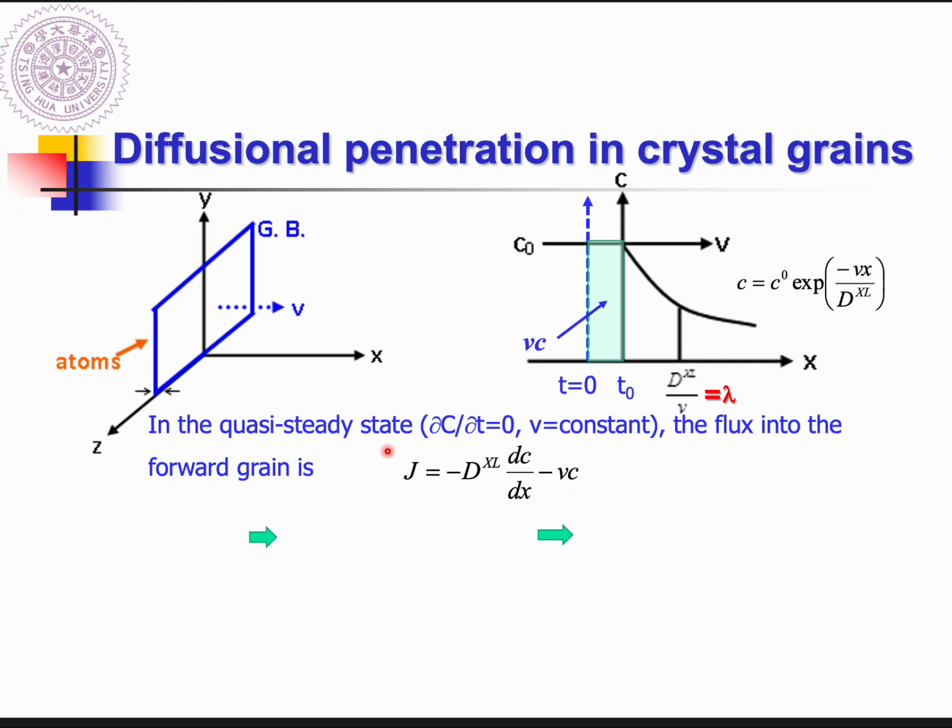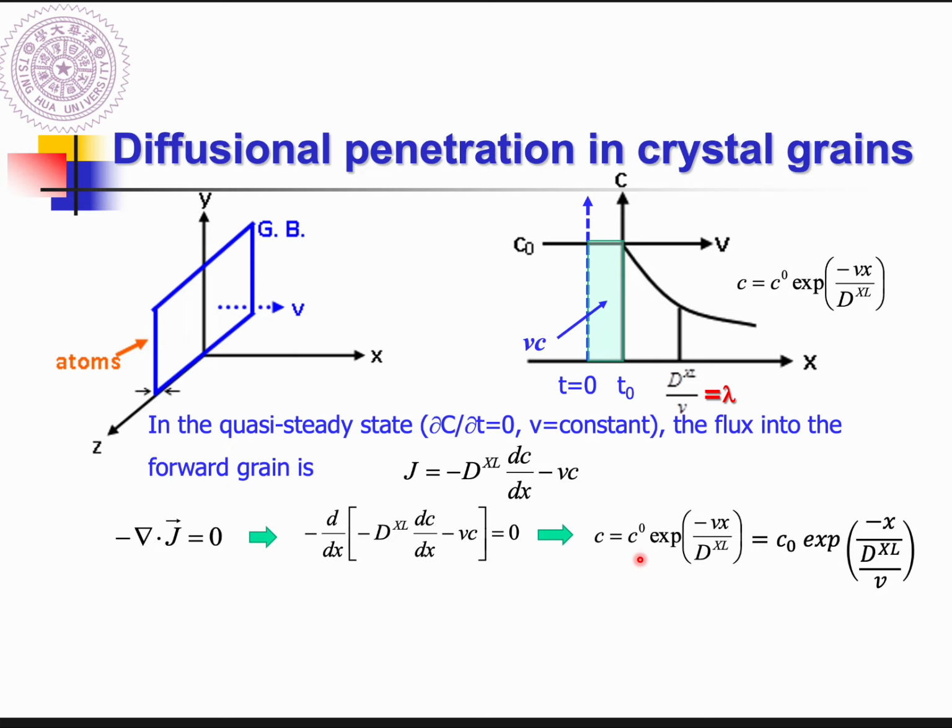And because we have this assumption, if it is a quasi-steady state, it means the concentration of diffusing atom does not change with time. So we take the divergence of the flux, which will equal 0. This divergence will equal 0, so this one will be a constant. So you can get the solution for the concentration of diffusing atom expressed like this: C0 times an exponential term. In order to simplify this, we divide by v together. So we get minus x times Dxl divided by v.